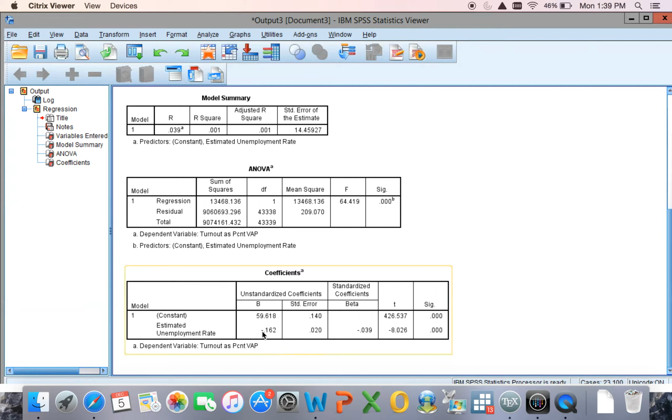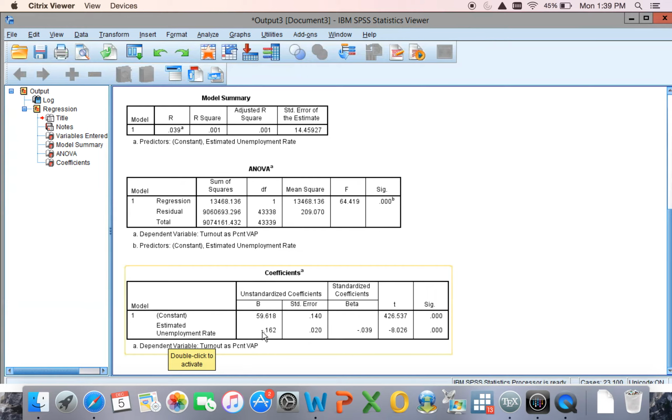To be more specific, unemployment rate is measured as a percentage, so a 1 unit increase in the unemployment rate is a 1% increase in unemployment. Turnout's unit is percent turnout, so its units are also in terms of percentages. So the most specific interpretation would be, on average, ceteris paribus, a 1% increase in the estimated unemployment rate leads to a 0.162% decrease in turnout.